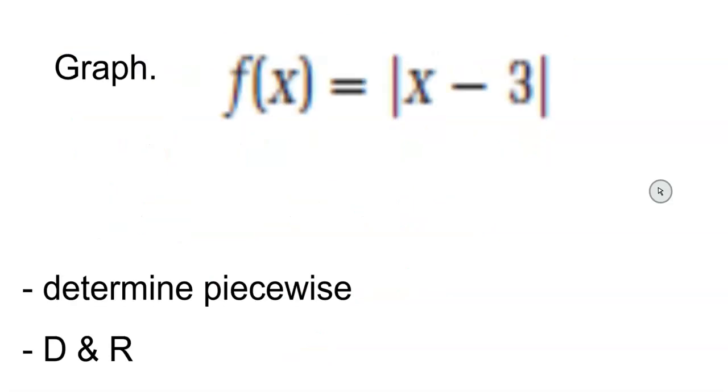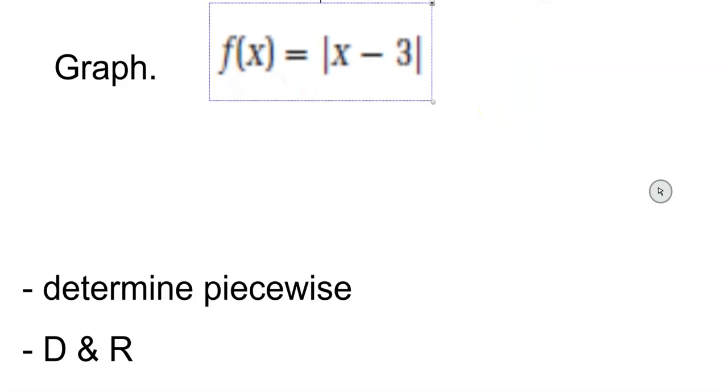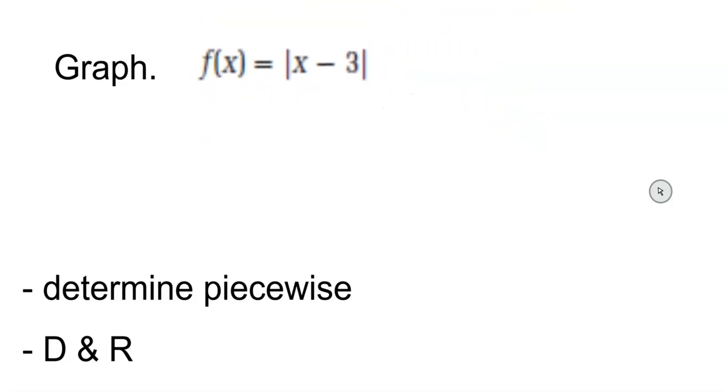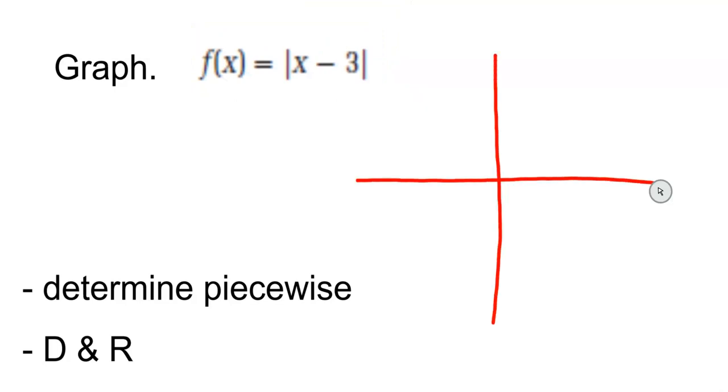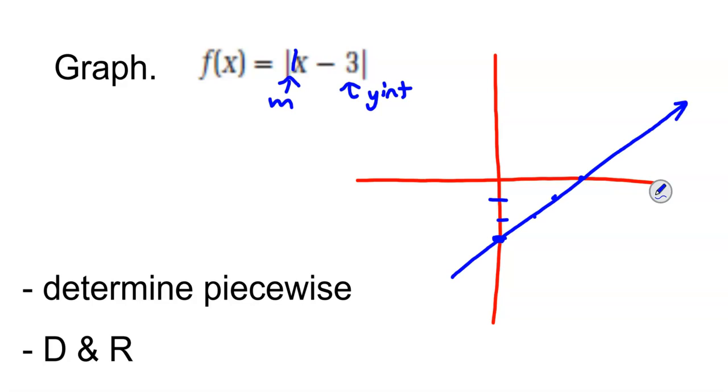Alright, so the next one we're going to graph. The function we're going to graph is f of x equals absolute value of x minus 3. So I hope that you're thinking that this is going to look like a V, and that's because it starts as a line. So when we graph this, we're going to start by thinking mx plus b. So it's going to start at a y-intercept of negative 3, and it has a slope of 1, which means I'm going to rise 1 and run 1, rise 1 and run 1, rise 1 and run 1. So we've got this line of y equals x minus 3.